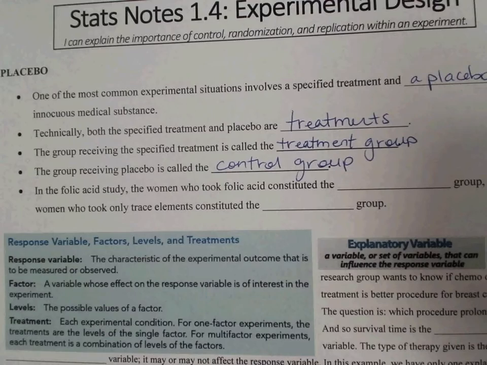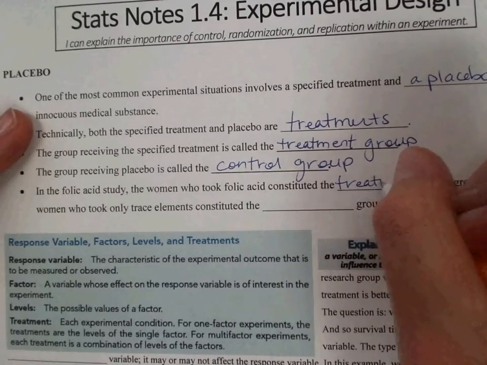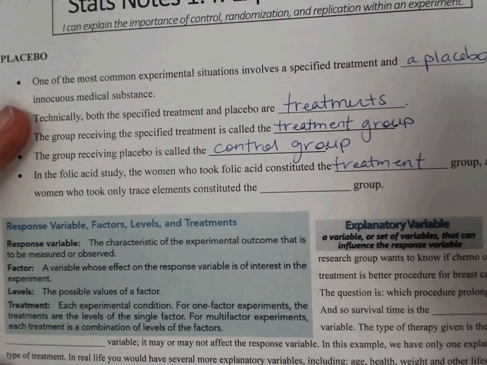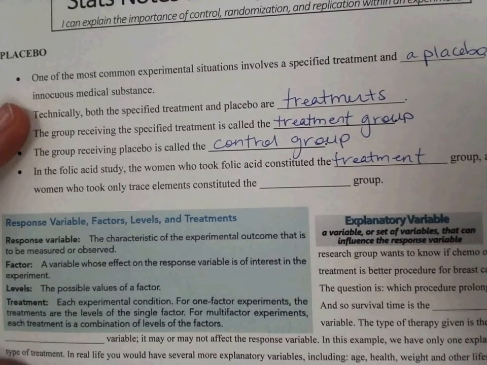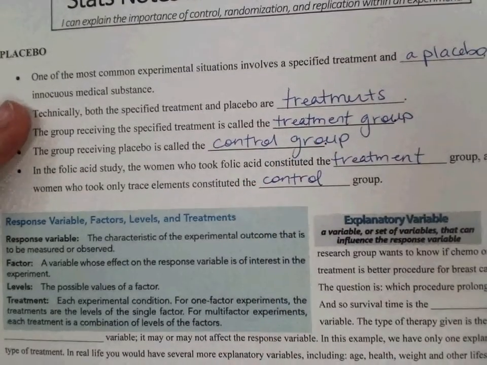In the folic acid study, the women who took folic acid constituted the treatment group. And those women who took only trace elements constituted the what? The control. Yes. The control group.